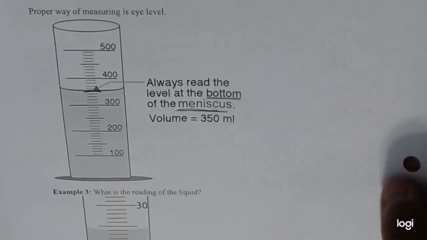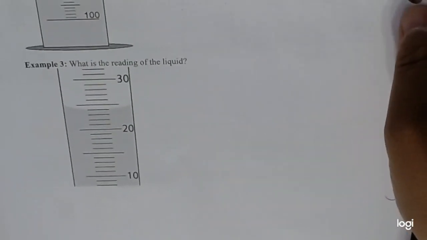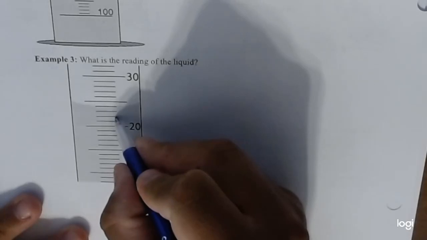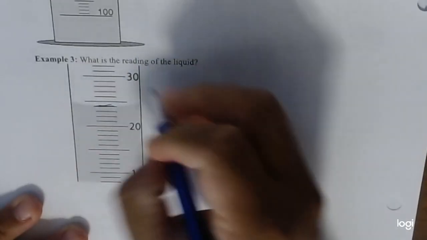Okay. So just a quick little example illustrating that here. You guys can try it out real quick. So what is the reading of the liquid in this portion? Go for it. So I'm pretty sure everybody agrees it's 21, 22, 23, 24. That's your meniscus. This is 24 milliliters of volume.